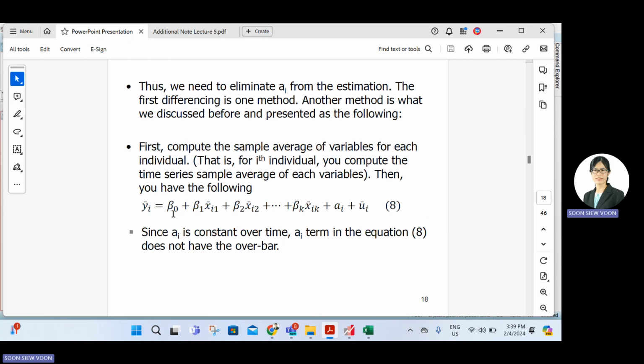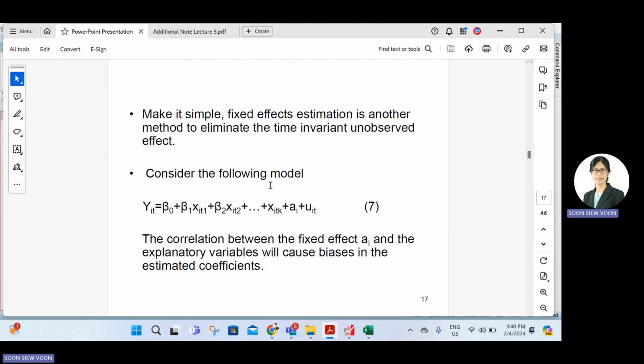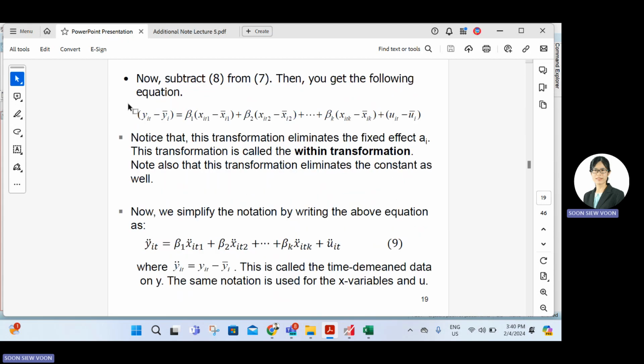This is the sample average for each variable. So you subtract equation 8 from equation number 7, and you will get the following equation: the original one minus the mean for each variable. So you get the deviation, the difference. This is the difference approach. This transformation eliminates the fixed effect, and it is called the within transformation.